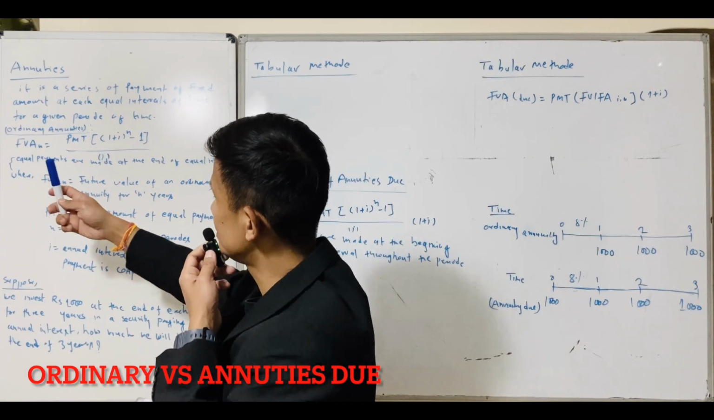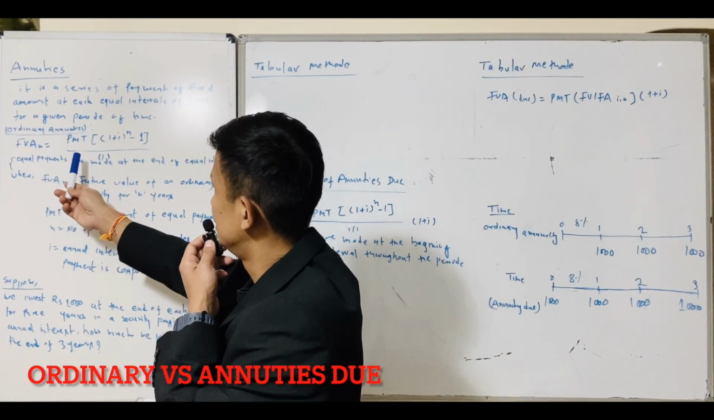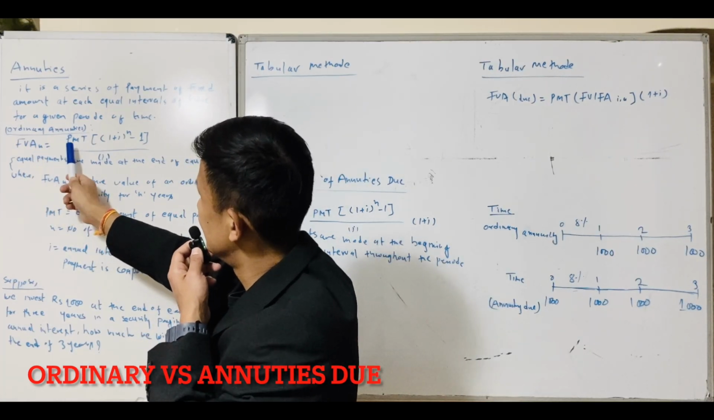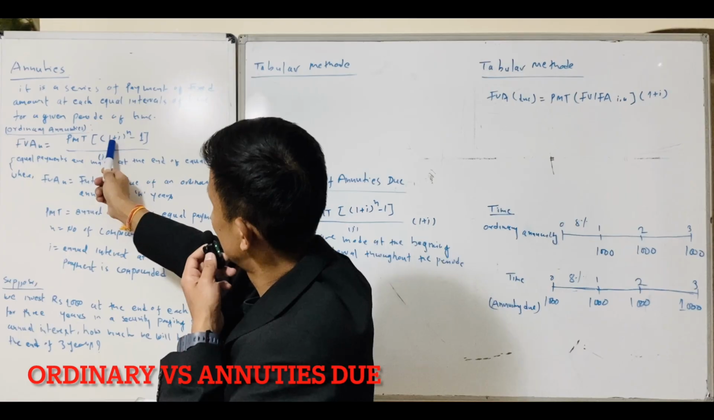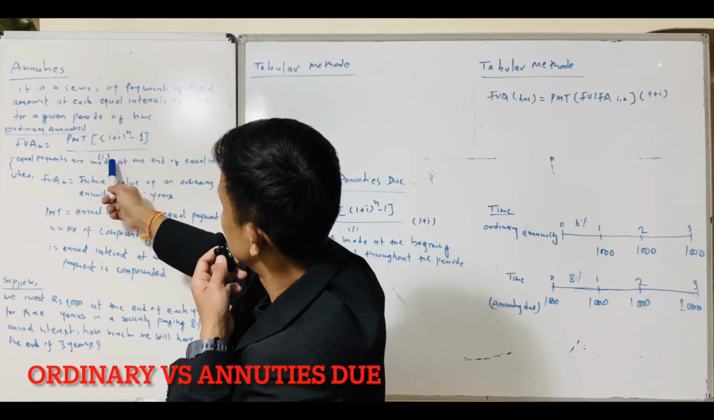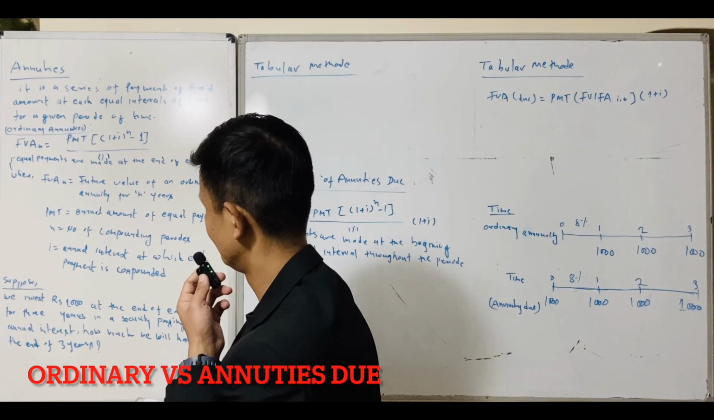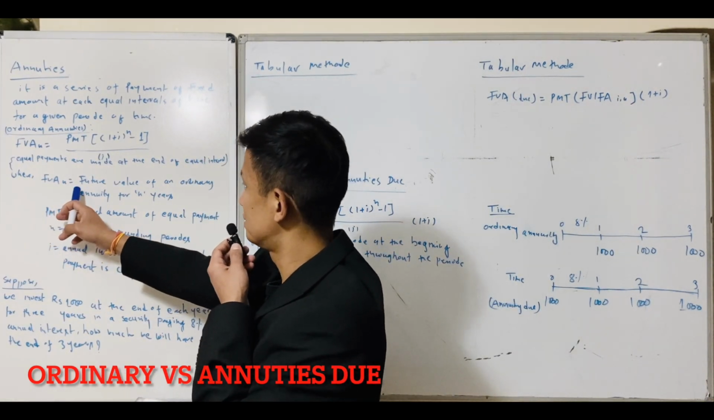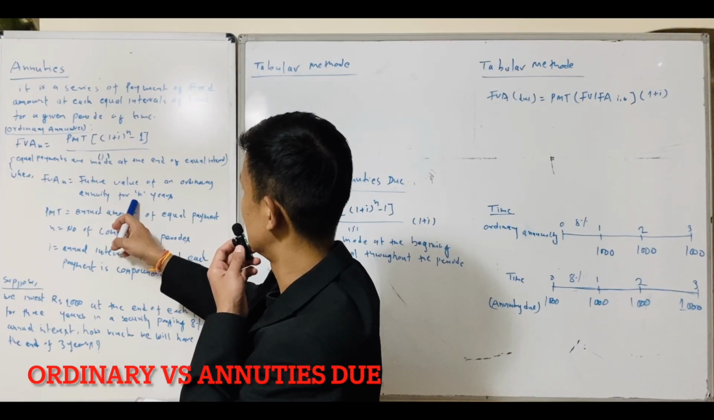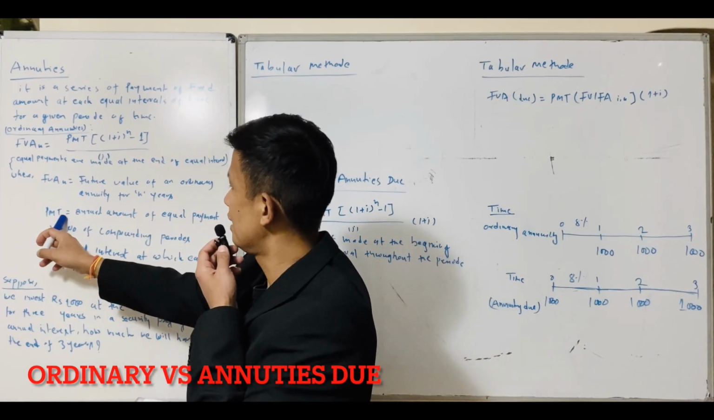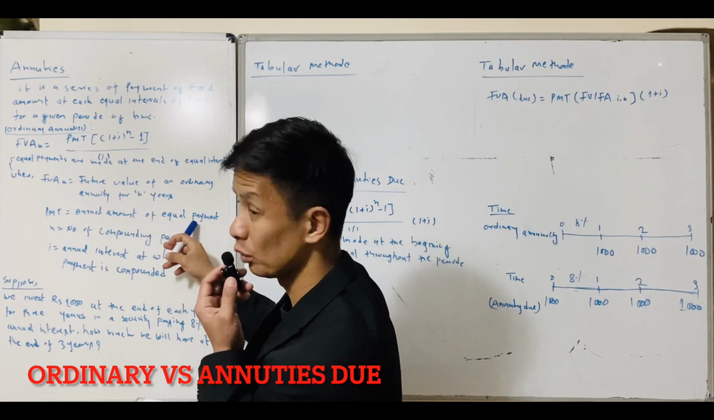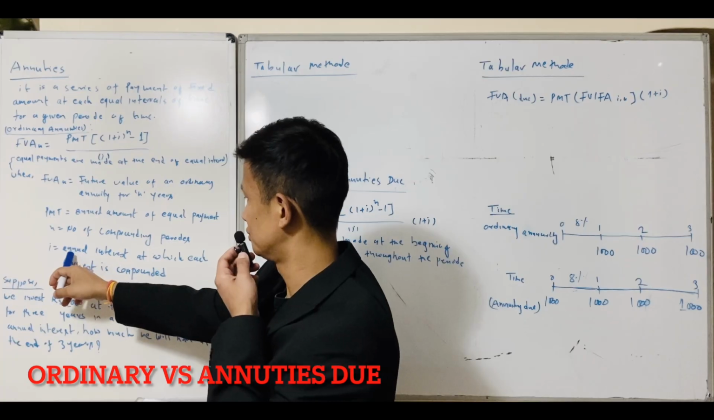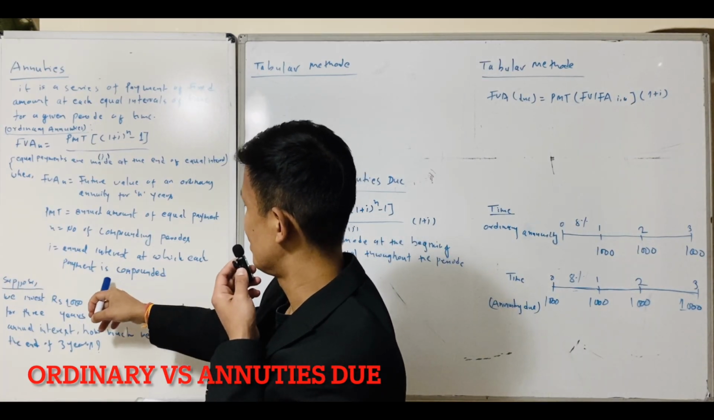To calculate the ordinary annuity, this is the formula. Future value of annuity is equal to PMT times ((1 plus i)^n minus 1) divided by i, where FVA means the future value of an ordinary annuity for a number of years, and PMT is known as the annual amount of equal payment or installment. N is equal to the number of compounding periods. I is equal to the annual interest rate at which the payment is compounded.